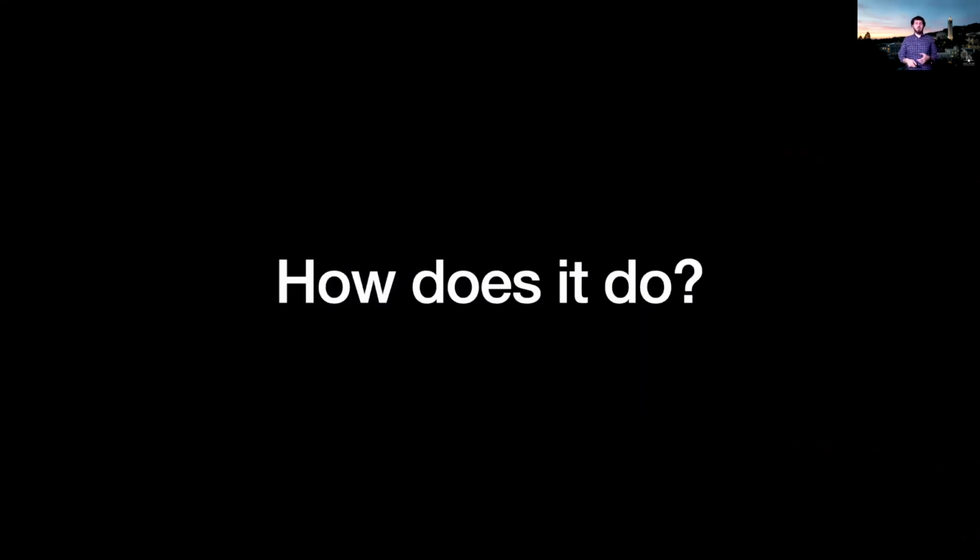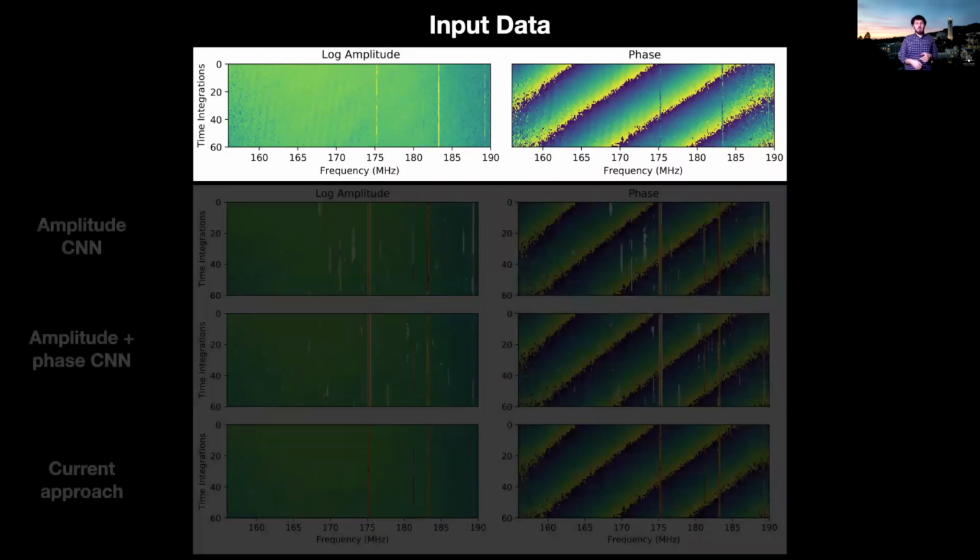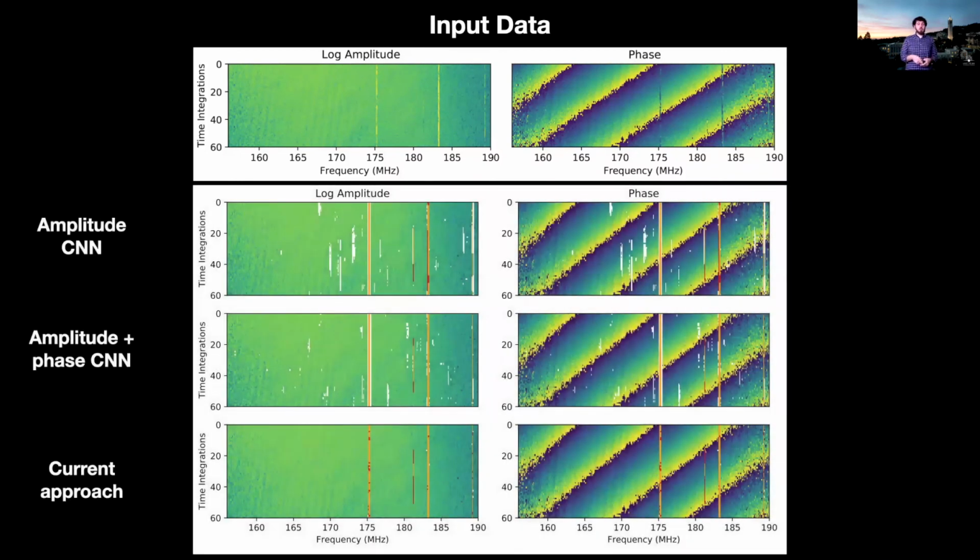So important question, how does it do? This is some sample input data. On the left, again, is the amplitude of the data, and on the right is the phase. And you can see it does pretty well. The first row here is the amplitude-only CNN approach. The middle one is amplitude and phase. And the bottom one is the current RFI flagger.